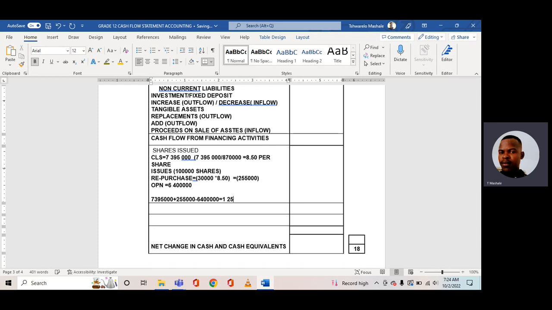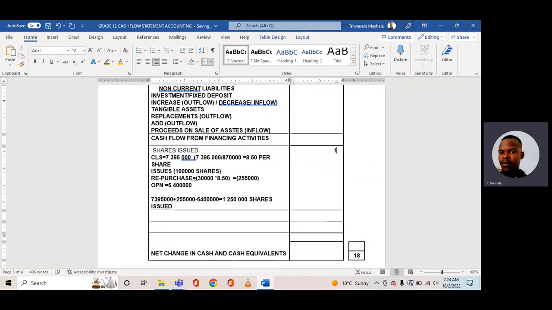We're gonna get the amount of 1,250,000. This is our shares issued. So here, our shares issued, you'll have 1,250,000 as what? As an inflow. We are now receiving cash. Remember, if the business is issuing shares to the public, they are receiving cash. When the public comes to buy the shares, the business receives the cash. It's an inflow to the business. Yes, the shares have been issued, but what happens with the cash? The business is the one which receives the cash. Do not focus on the shares that are issued out there. Focus on the cash that is being received.